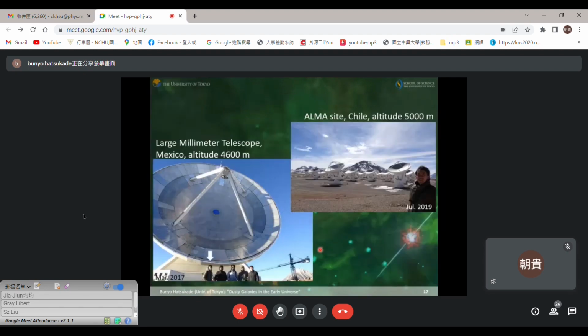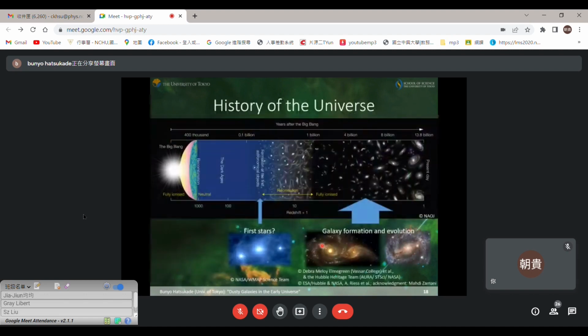I have visited these sites several times. For example, the left figure shows the Large Millimeter Telescope in Mexico at an altitude of 4,600 meters, which has a 50 meter diameter dish operated at millimeter wavelengths. And the right figure shows the ALMA site in Chile. So by using these state-of-the-art instruments and telescopes, we are understanding the history of the universe.